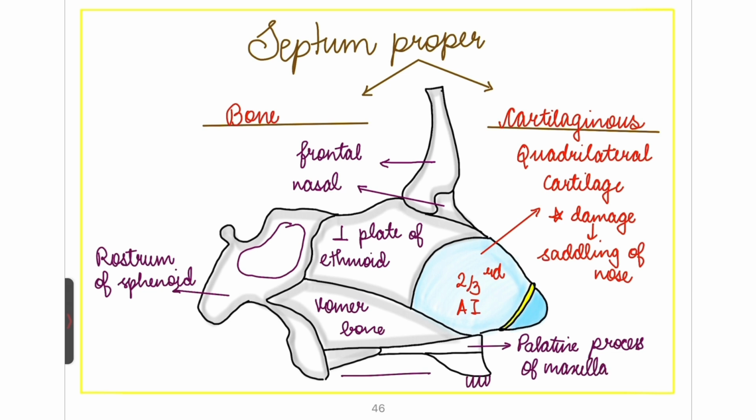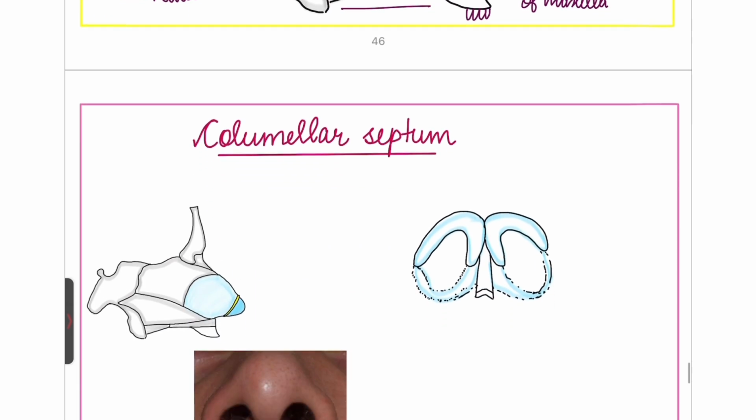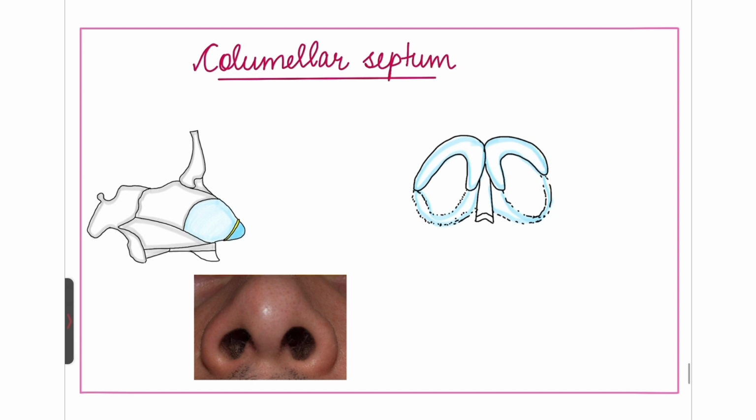And behind it, here, it is going to be the horizontal plate of palatine bone. These are the bony and the cartilaginous structures of septum proper. Next, we will look at the columellar septum.